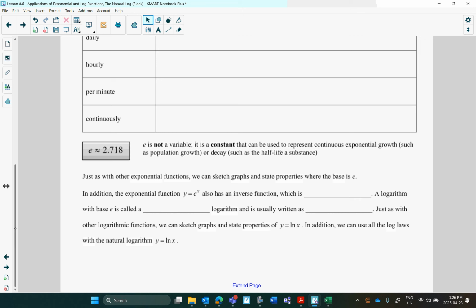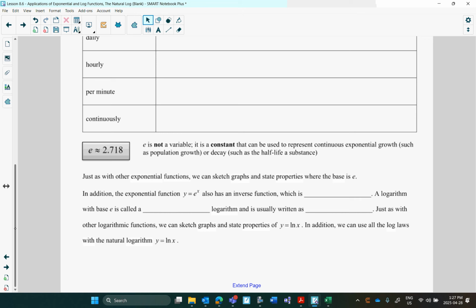Now, it's a special number because we can use it when solving exponential growth or decay problems, which we'll do in a second. But this e, just like y equals 2 to the x, y equals 1 over 3 to the x, y equals 4 to the x, we can graph it. We just use 2.7 as the base, and we get an approximate graph of it.